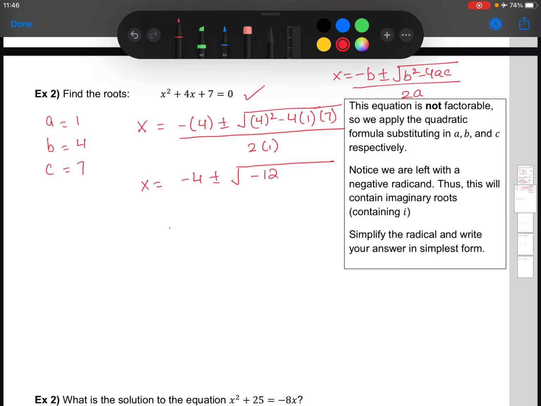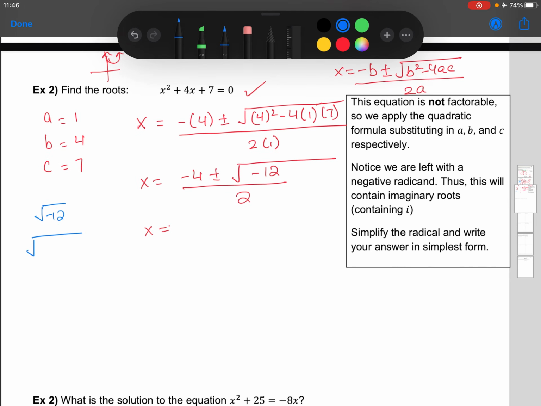The minute I see a negative, or my discriminant is less than 0, I know my parabola is going to be somewhere up in the air. It's not going to ever touch the x-axis. Okay, so all over 2. Now let's simplify it. I'm going to simplify the square root of negative 12 on the side. You must, not only me, we all must separate the negative 1 right away. Negative 1 times 12 is a non-perfect square, right? So what's the largest perfect square that goes into 12?